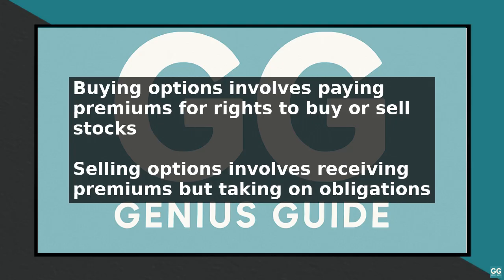It is essential to understand the risks involved with options trading. If you buy an option and the stock price does not move in your favor, the option will expire worthless, and you will lose the premium you paid. If you sell an option and the stock price moves against you, you may be obligated to buy or sell the stock at a loss.